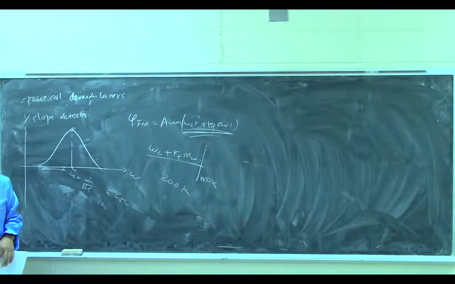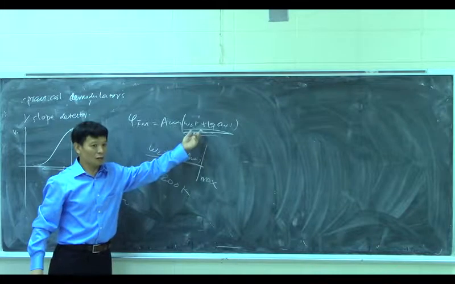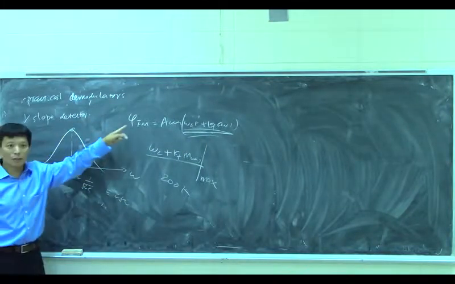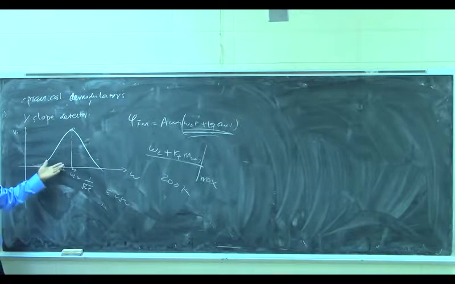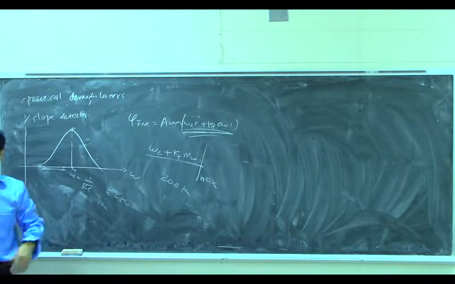Does it make sense? Then look at this. If your frequency is large, your output will be large. If your frequency is small, then your output will be small. So that's it. You use this oscillator as a demodulator.